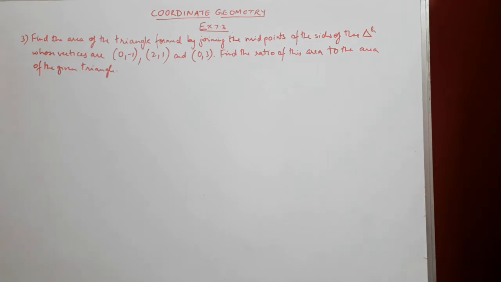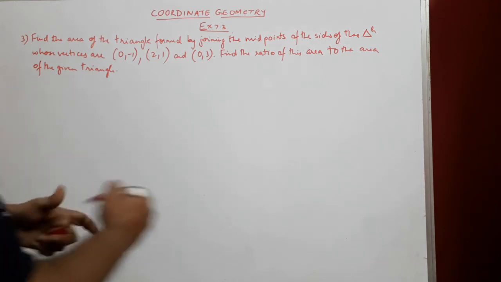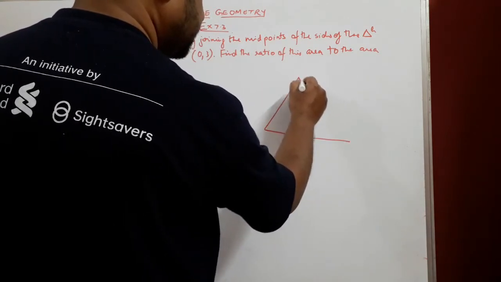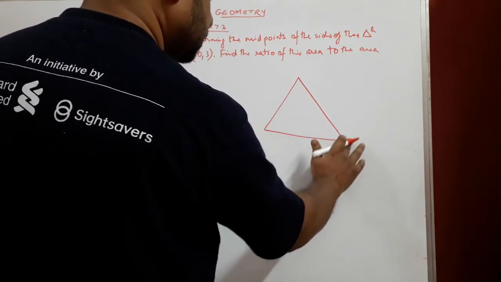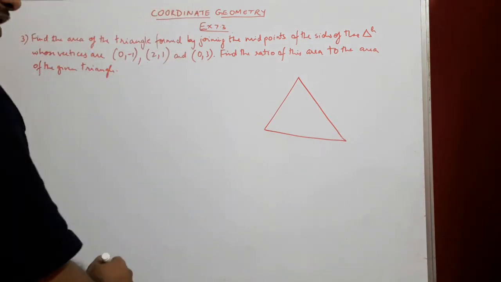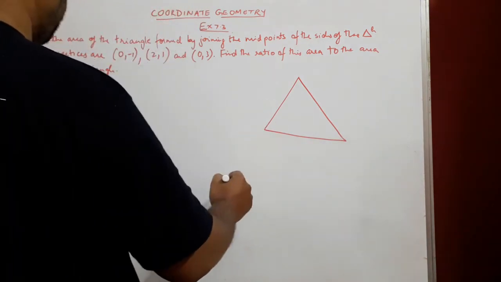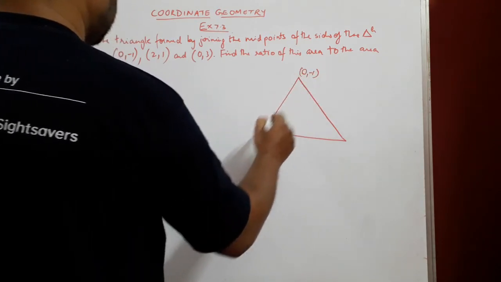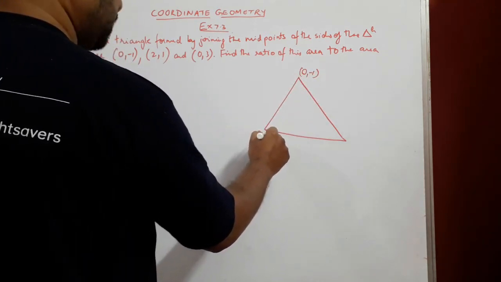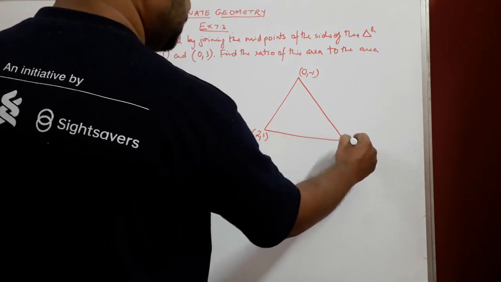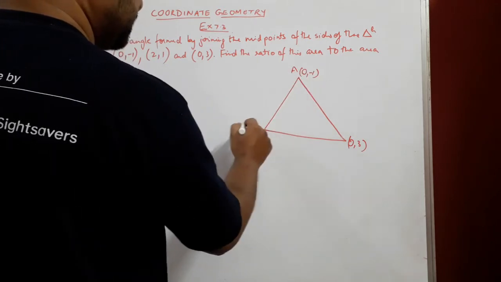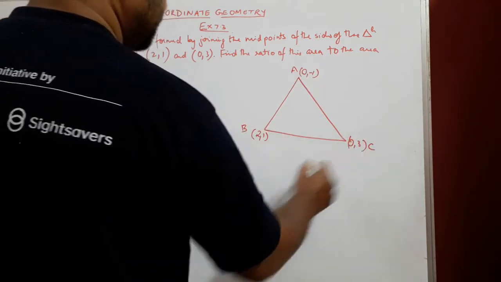So this tells us that there are two triangles. Let us draw a figure to understand this problem. So we have two figures over here and one triangle is within the other one. So this is our main triangle, whose points have been given as (0, -1), then (2, 1) and (0, 3). Okay, I will name these as A, B and C.